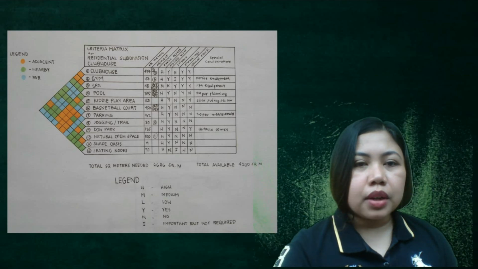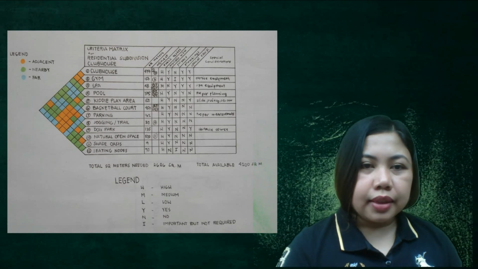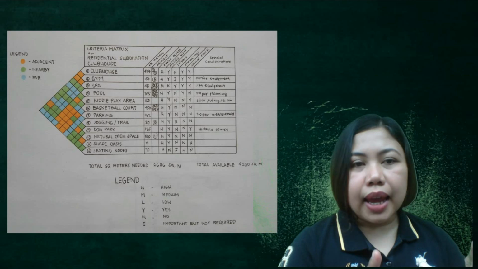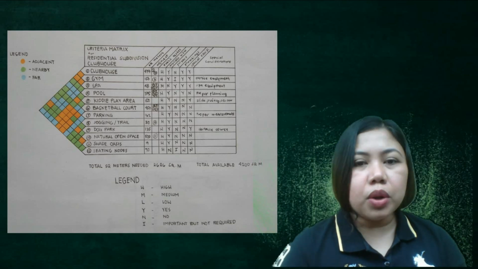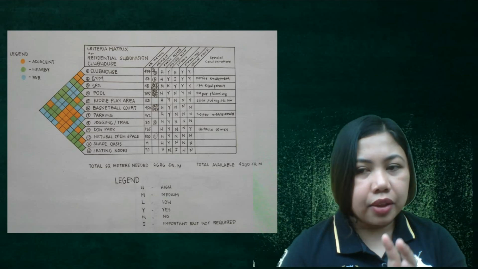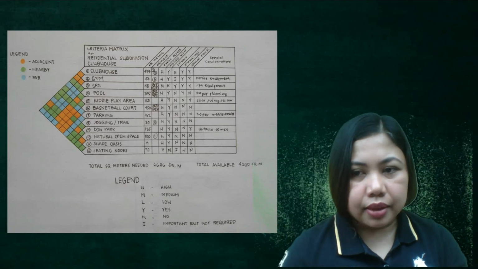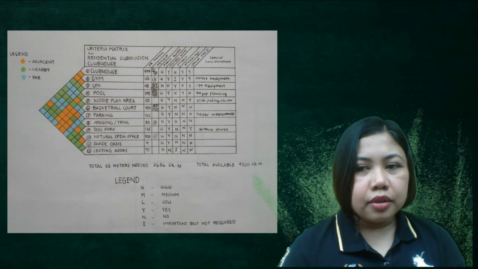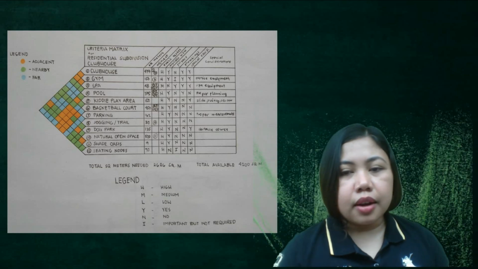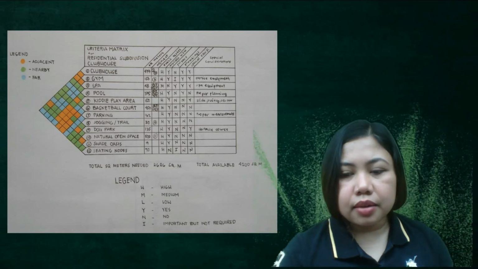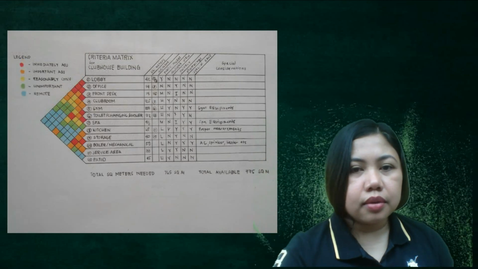Okay, so you will create one criteria matrix for the site development plan, and you will create another criteria matrix on the buildings that you're going to make.